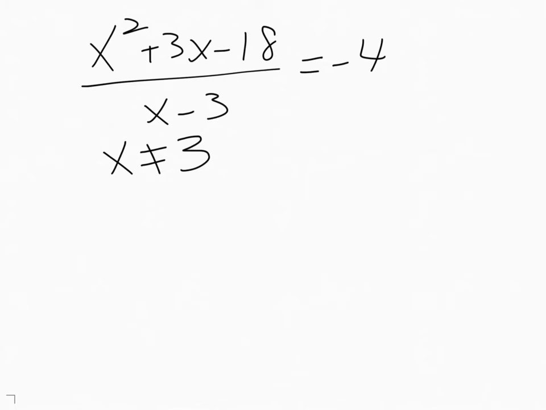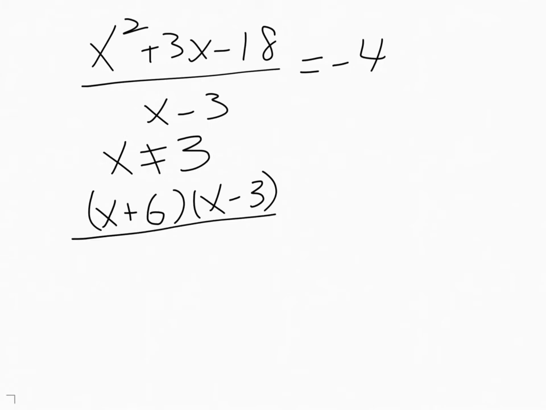Now, converting the numerator, the top portion, into its factor form. I'm looking for two numbers that, when you multiply together, give you negative 18, and as you add these two numbers together, give you positive 3. So I'm thinking about x plus 6 times x minus 3.